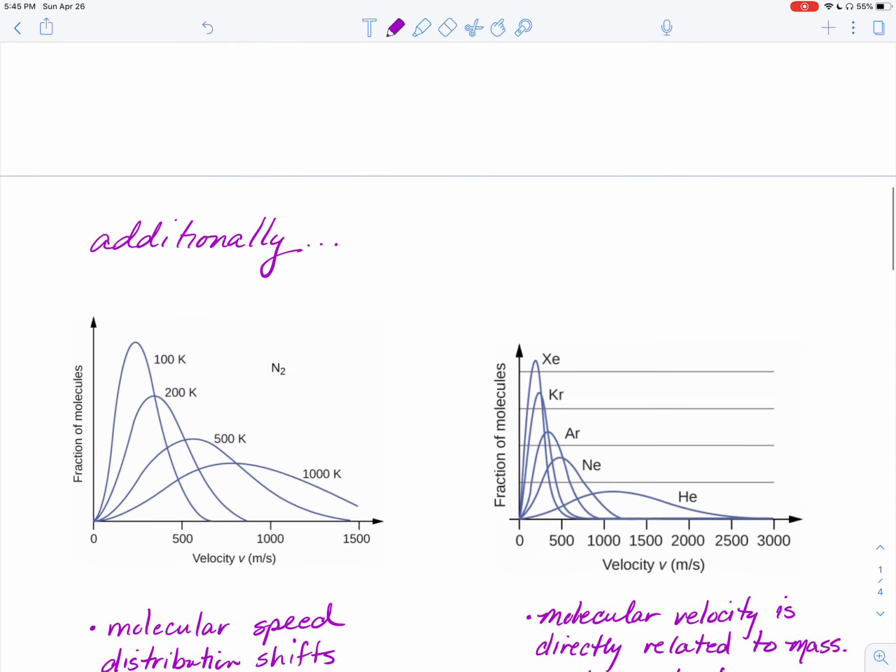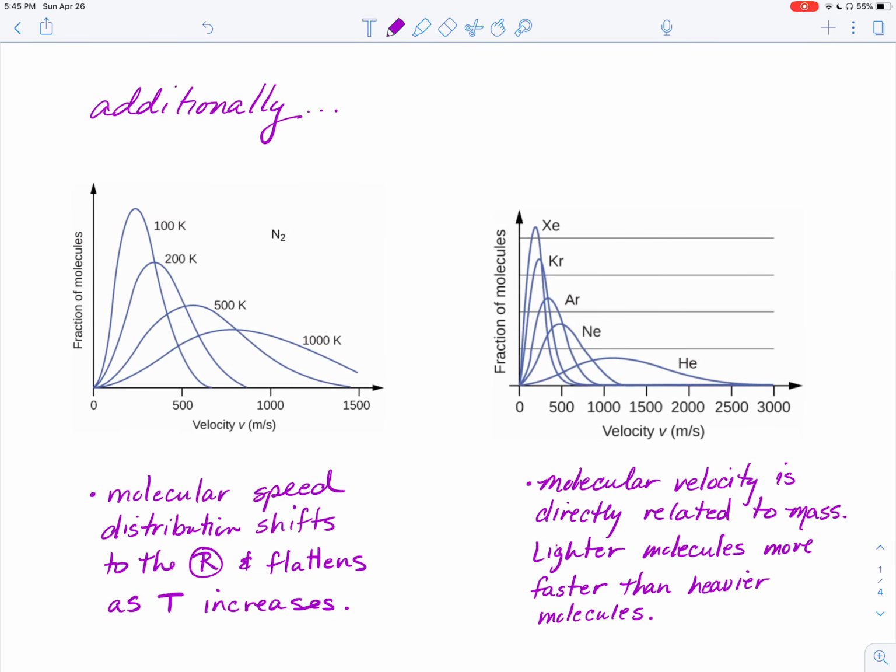So there's some additional things that I wanted to talk about when it comes to the velocities of gases. One thing that here on the left-hand side that you can see with this graph is the number of molecules or fractions of molecules on the y-axis, and the velocity is on the x-axis. If you take a single gas and then you look at the distribution of gases and their velocities within that particular temperature, then you can determine that the higher the temperature.